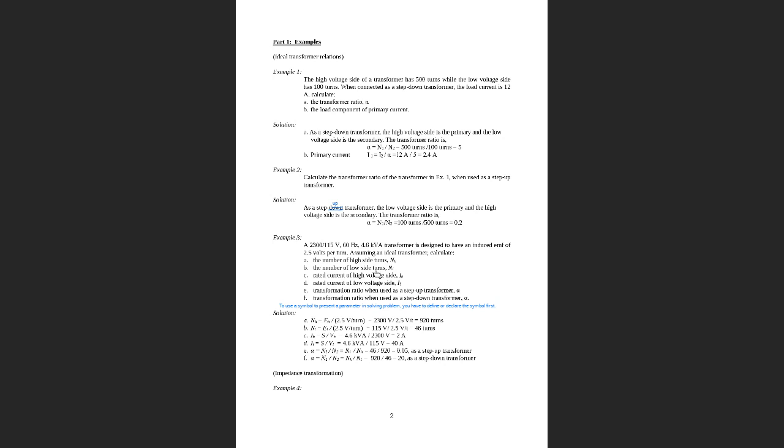Since in this problem I already declared the symbols, here we just use the symbols to simplify the answers. So the turn number required for the high voltage side is the high side voltage required over the design induced voltage per turn. So we can find out the turn numbers required.